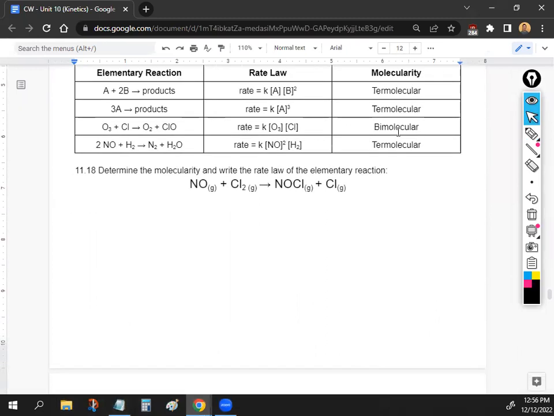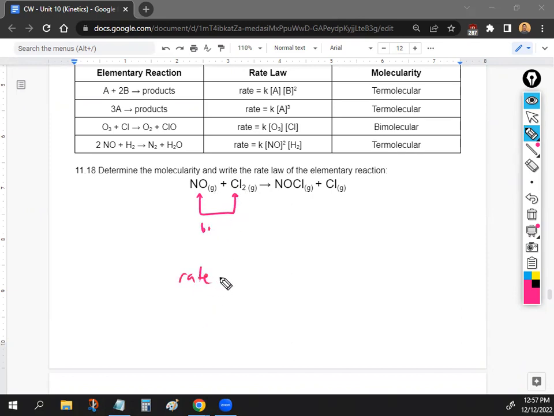Okay. So for 11.18, I want you guys to take a look at this equation. Assume that it's one elementary step. I want you to write the molecularity and the rate law. Okay, this should be a pretty quick problem. So let's start with molecularity. If this is just one elementary step, what's the molecularity? Bi, yeah, it's 2, which means it's bi because there's only 2 molecules that are involved.